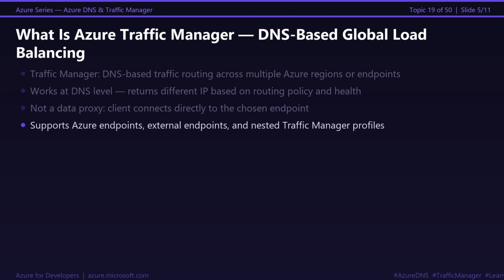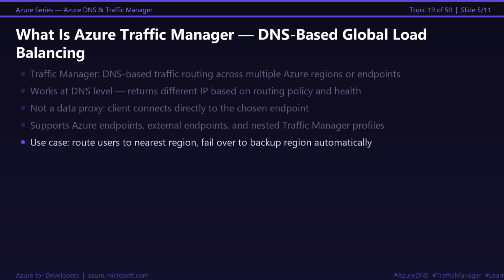Performance routing sends each user to the endpoint with the lowest latency. Azure measures latency from the user's DNS resolver to each endpoint. User in Mumbai gets routed to Southeast Asia. User in London gets routed to West Europe.